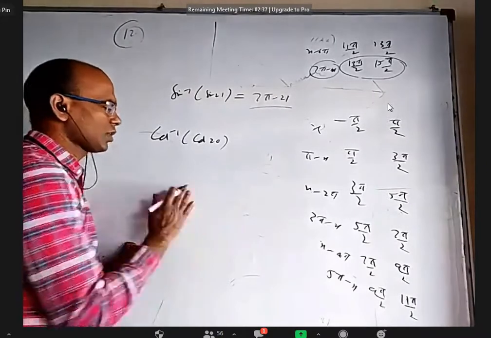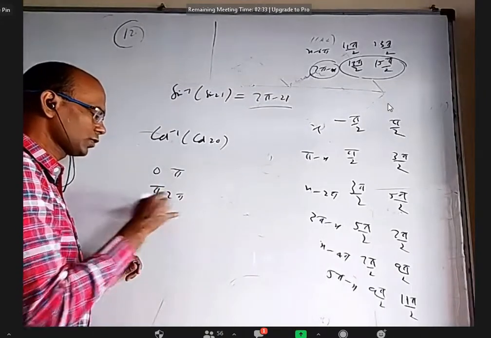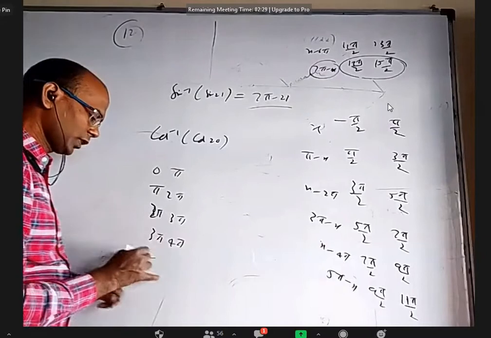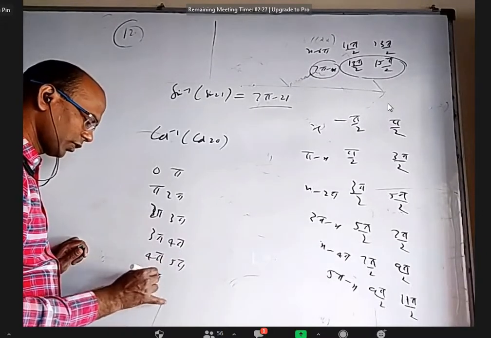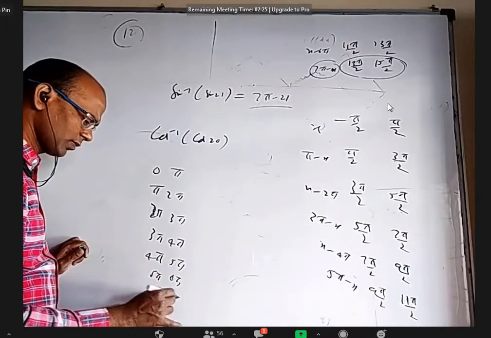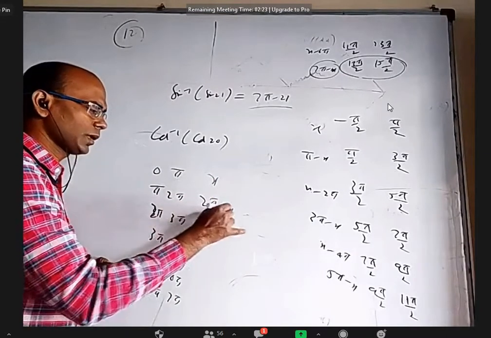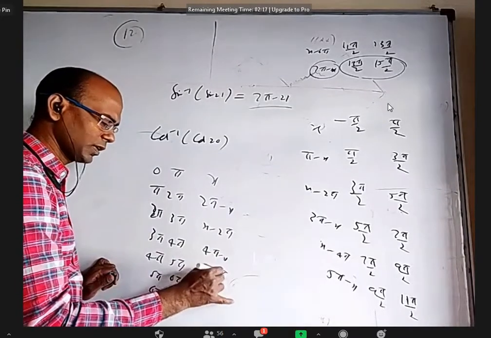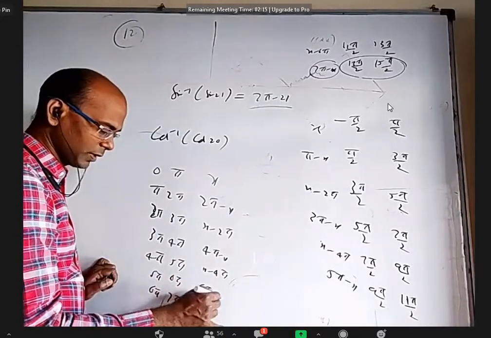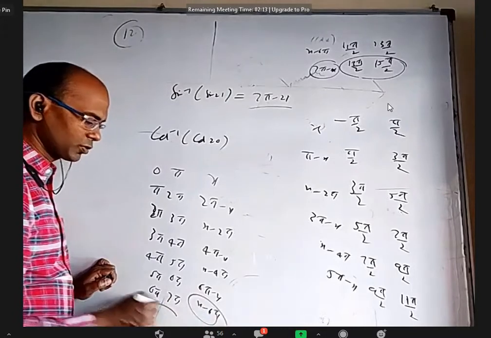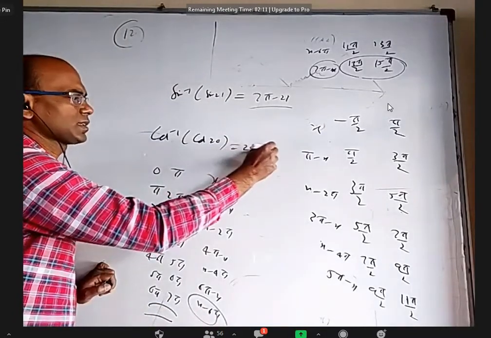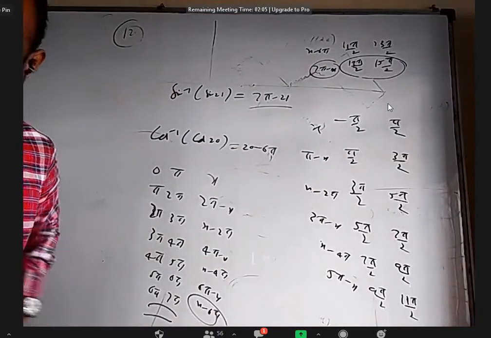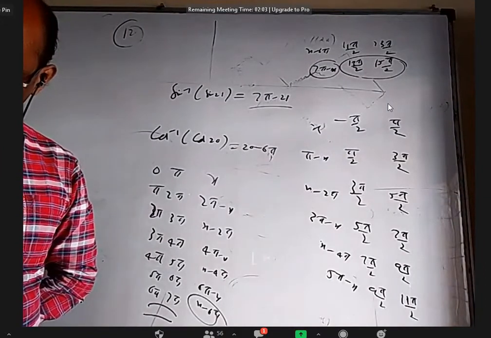And cos inverse cos has intervals 0 to pi, pi to 2 pi, 2 pi to 3 pi, 3 pi to 4 pi, 4 pi to 5 pi, 5 pi to 6 pi, 6 pi to 7 pi. Here it is x, here 2 pi minus x, here x minus 2 pi, here 4 pi minus x, here x minus 4 pi, here 6 pi minus x, and this is x minus 6 pi. It belongs to this, so it will be 20 minus 6 pi. Is it okay? Yes, sir.